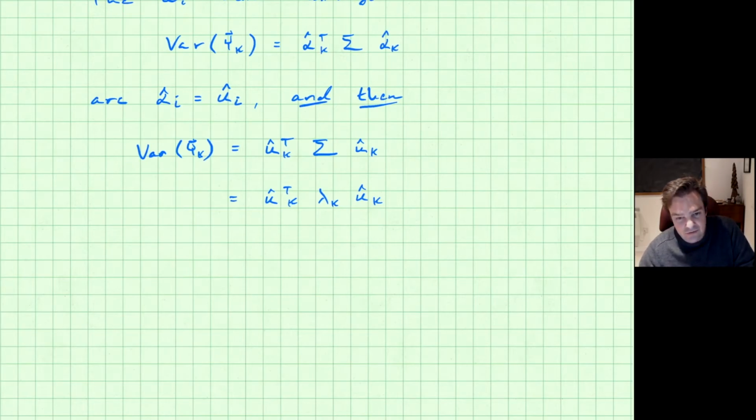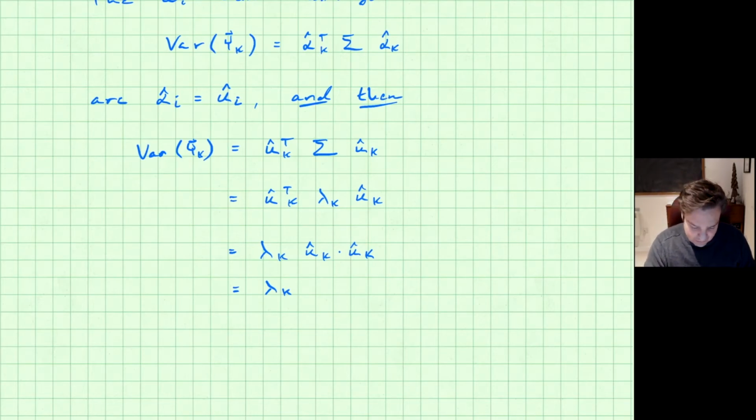So I have u hat k transpose times lambda k times u hat k. And lambda is just a scalar. It's not a matrix. So I can pull that out to the left here. And what I have then is u hat k transpose times u hat k, which is also called u hat k dotted with itself. And we said these unit vectors have length 1, and so therefore these are lambda k. So that's pretty cool. It says that the variances are actually the eigenvalues.